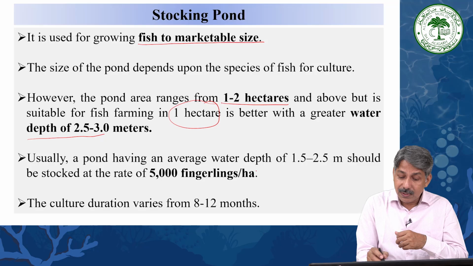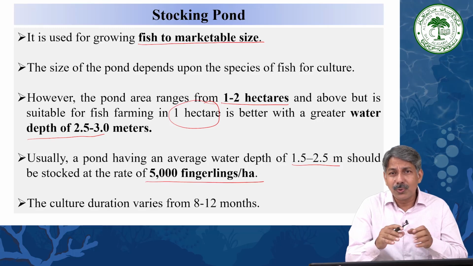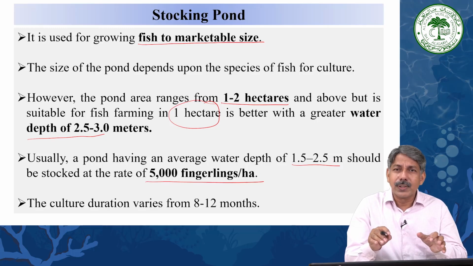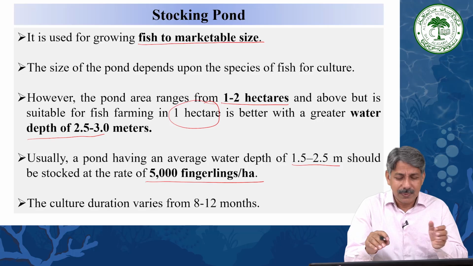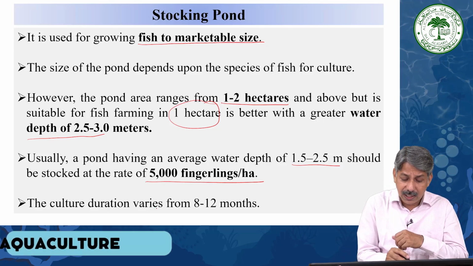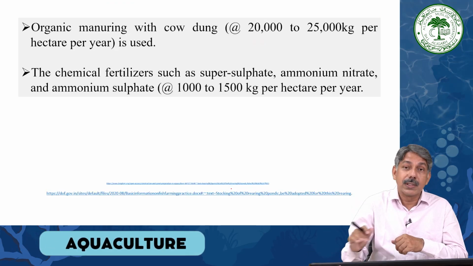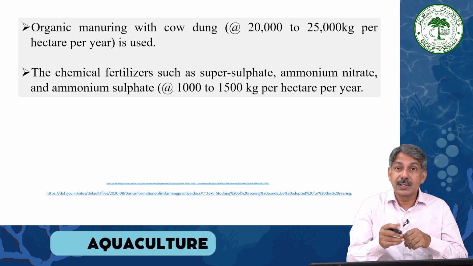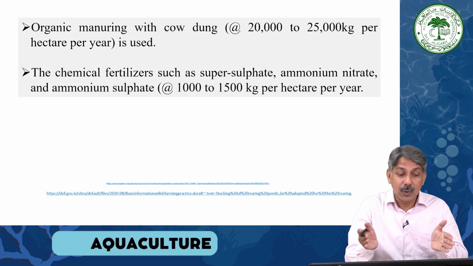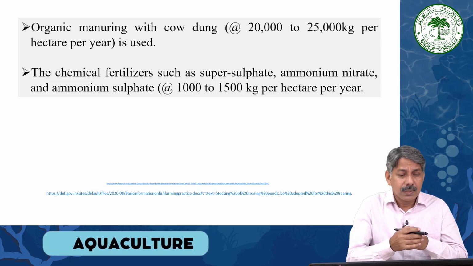Usually, a pond having an average depth of 1.5 to 2.5 meters should be stocked at the rate of 5,000 fingerlings. Most of the stocking ponds you will find around 2-meter depth. That is quite good, sometimes 2.5. It all depends on which area and what kind of species. The culture duration may vary from 8 to 12 months, again depending on which species reaches marketable size in what duration. Organic manuring with cow dung can be done.